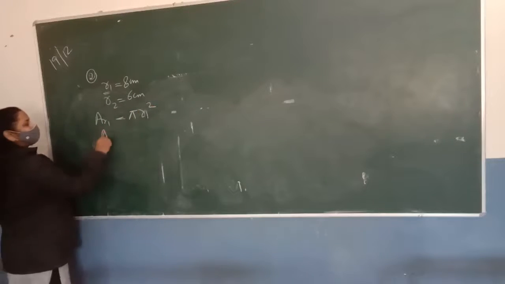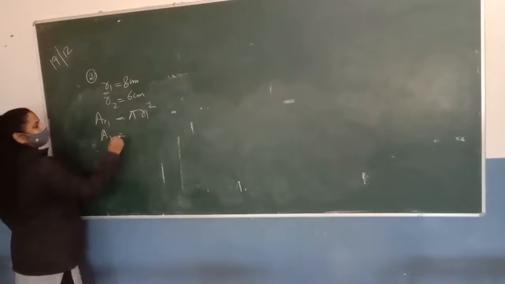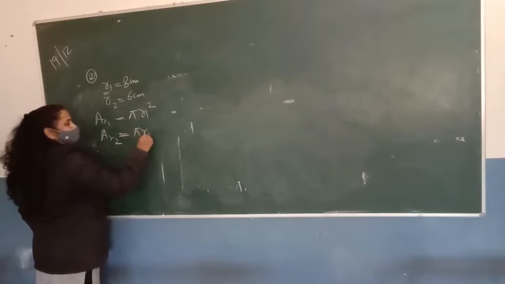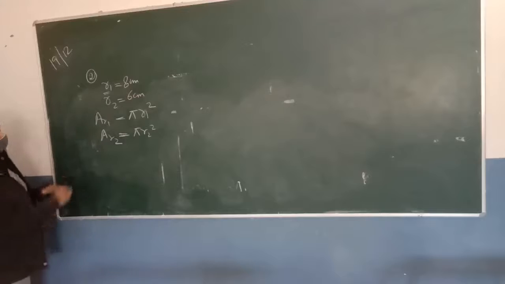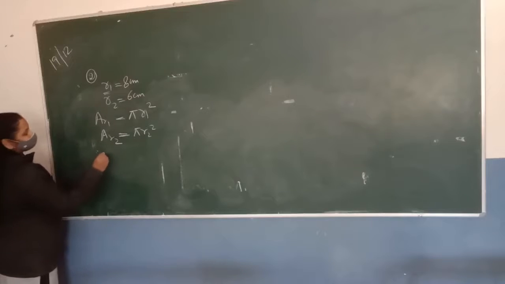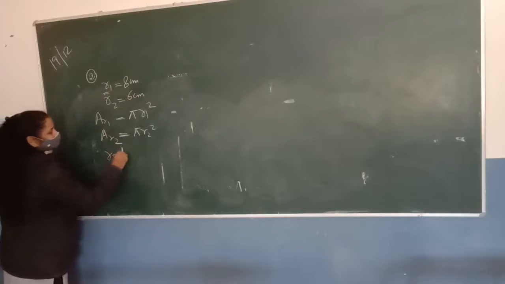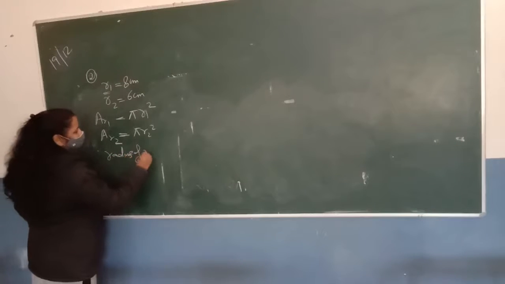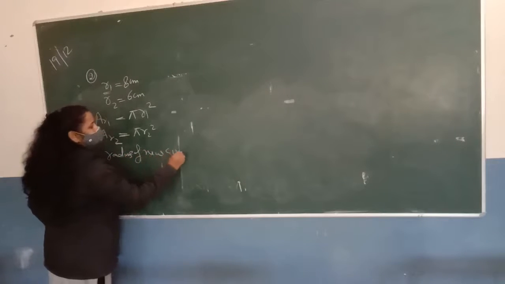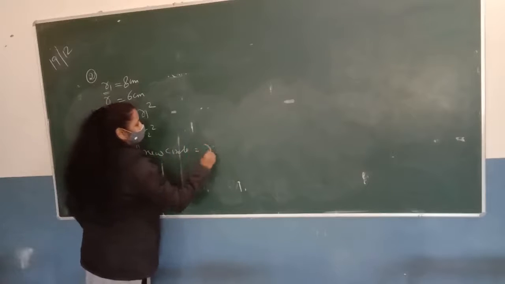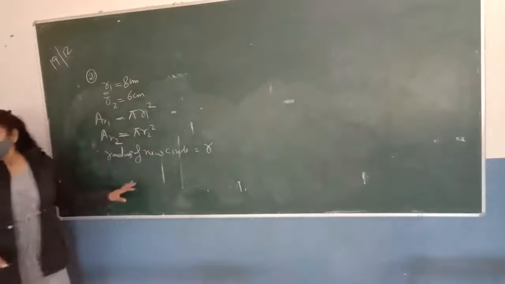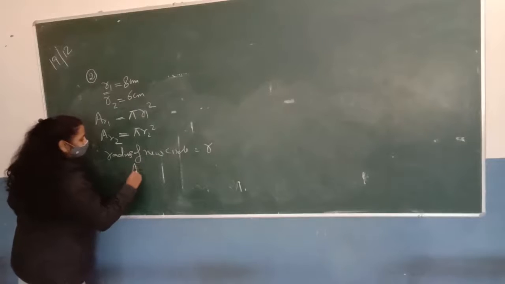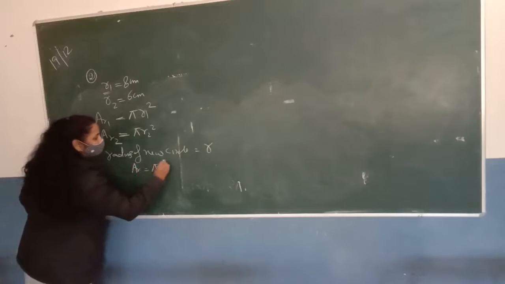And what is the area of the other circle? It will be pi r2 square. Now let the radius of the new circle be R. So what should be the area of the circle? The area will be pi R square.